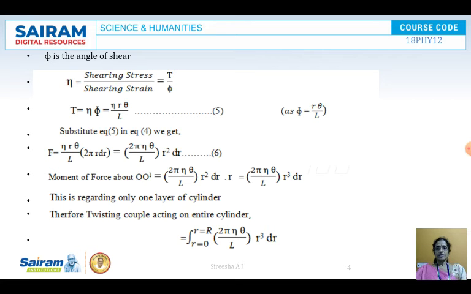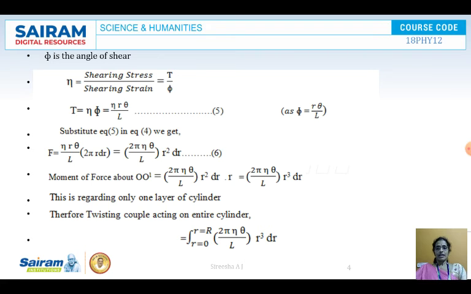Just rearranging the terms in equation 6, you get the moment of force about O dash is equal to 2 pi eta theta by L into r square dr into r. It is nothing but force into perpendicular distance. Moment of force we have discussed: force into perpendicular distance. From equation 6 we have the force, and the perpendicular distance is r. So rearranging the terms, you get 2 pi eta theta by L into r cube dr.